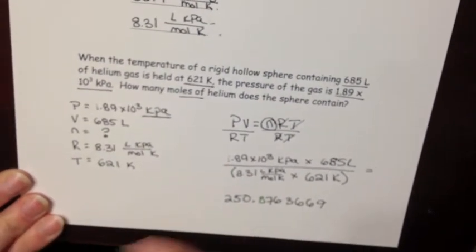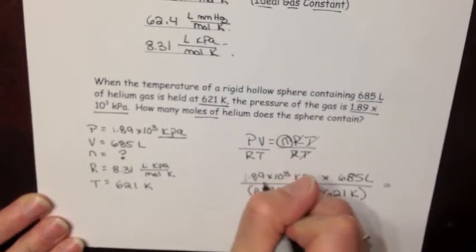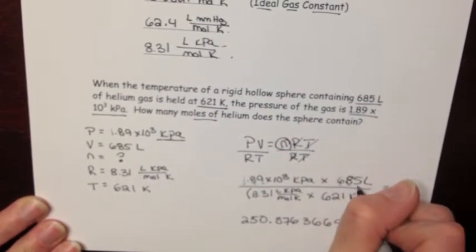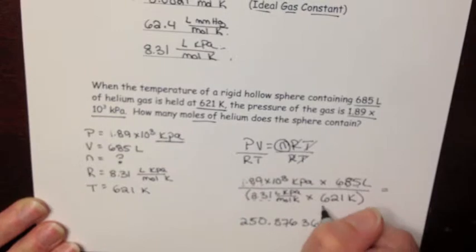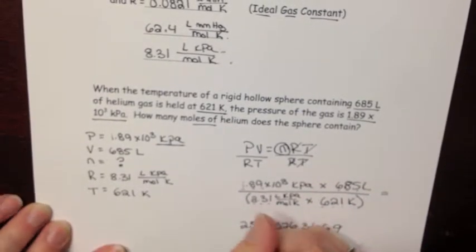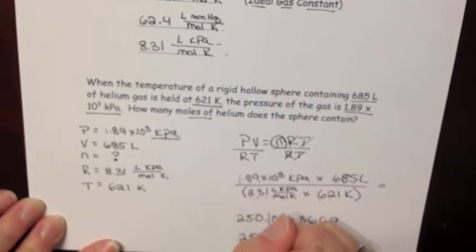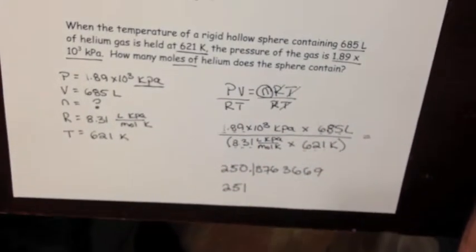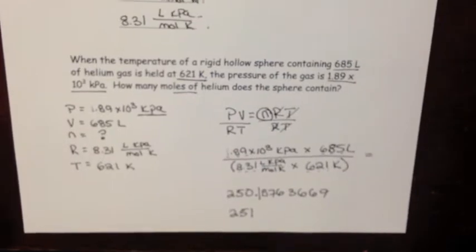I'm going to limit that by my significant figures. I have 1, 2, 3 here, 1, 2, 3 here, 1, 2, 3 here, 1, 2, 3 here. So I'm going to have to cut this off at 3 significant figures. My answer is going to be 251 something, but as we know, a number without a scale is meaningless.